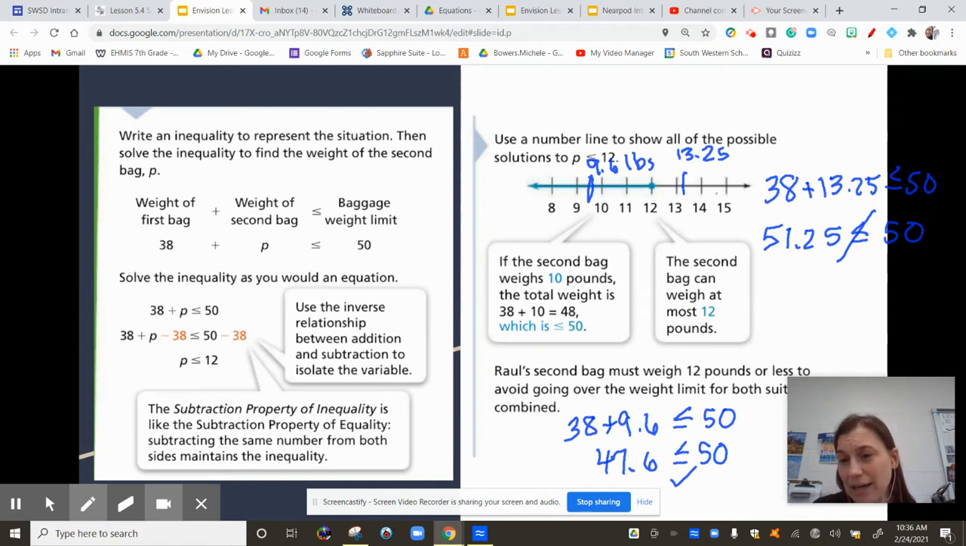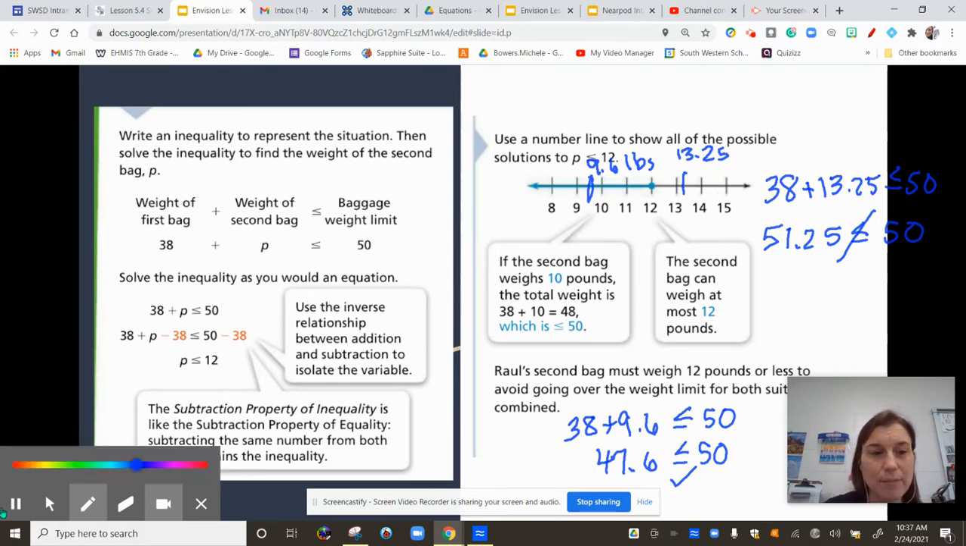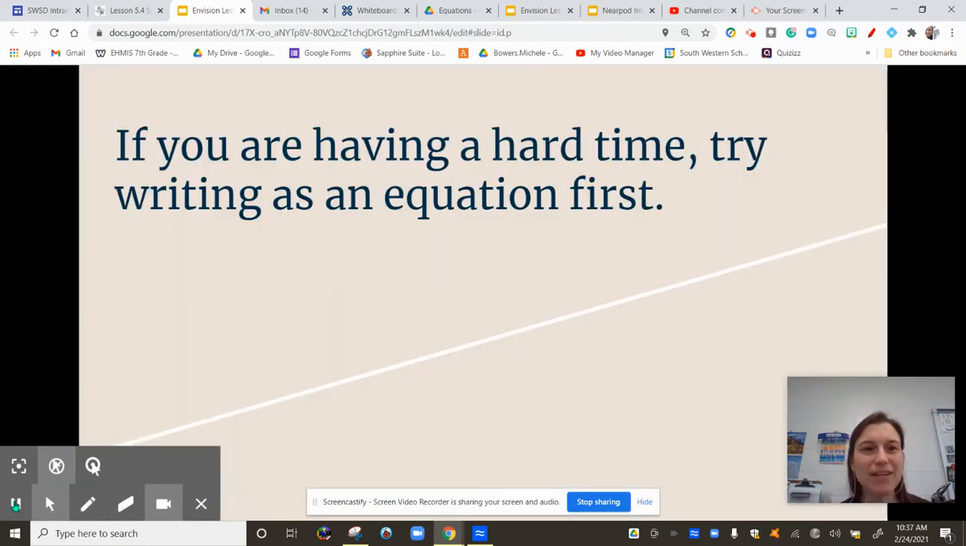Okay, so we've looked at a word problem, and you've seen how they wrote the inequality for it, and then how they solved and graphed it. So let's look at another example. If you're having trouble when you go to write these inequalities, here's a suggestion. Try writing an equation first, and then using the inequality symbol to represent which one's greater than or less than or equal to. So that's just a suggestion, and we'll see how that plays out.